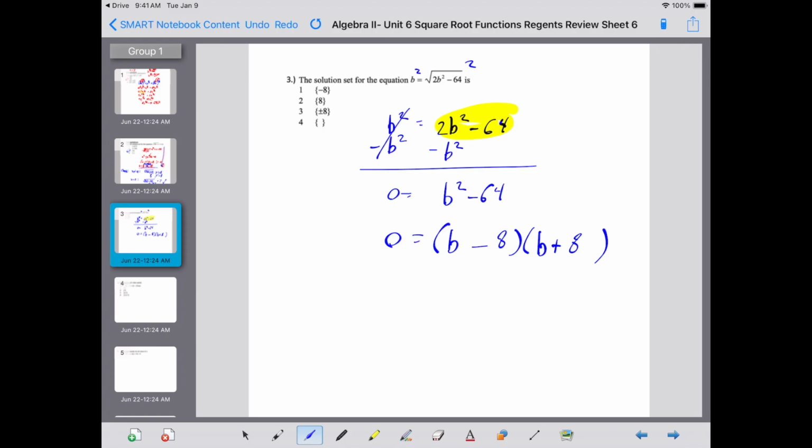And your b will be plus or minus 8. So now you did this. What do we have to do? We have to check for extraneous solutions.